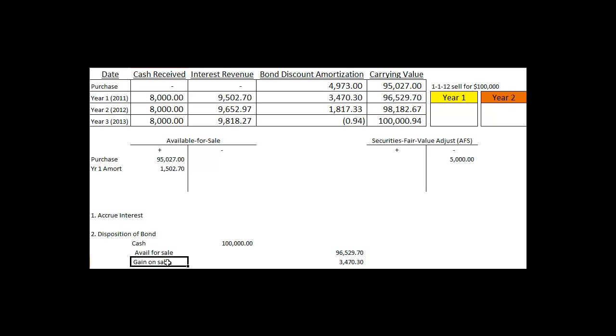Notice how that's different from mark to market, in that the market adjustment didn't go through the income statement for the available for sale, but now it does when I actually sell it. Notice I accrued no interest when I made this entry because I made the entry at the very beginning of 2012, and this is unlike the held to maturity problem, because I had no time lapse and no need for any additional accrual of interest.